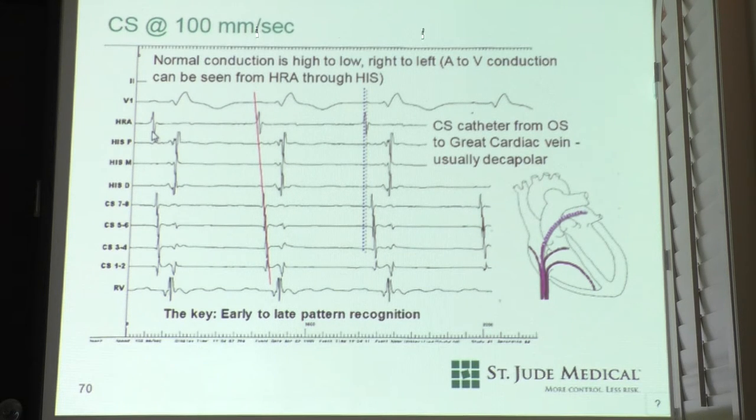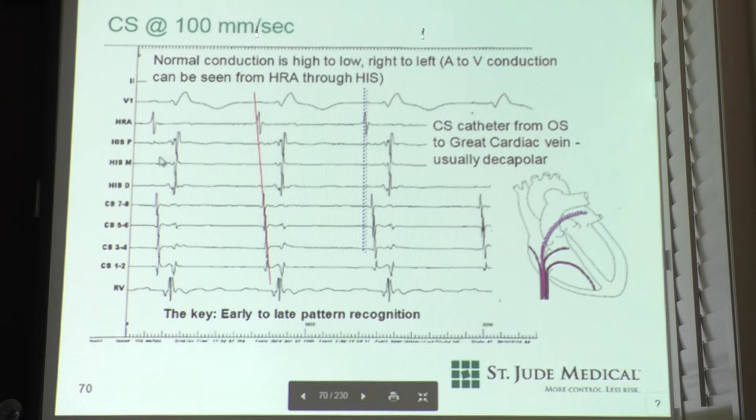And so you can see it traveling from the right atrium, and then this is in the proximal CS, which means you're closer to the right side. You're kind of in the septum here. And then you get farther away to the left, and it goes later, right? So it's propagating from the septum on the left side all the way over to the lateral left atrium. Same thing here, right? Right to left. Same thing. So what else do we get here?